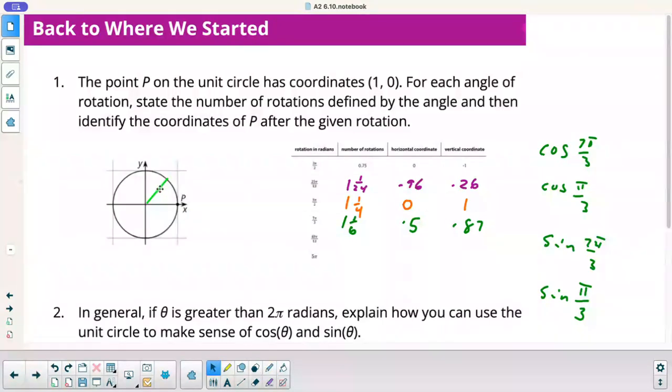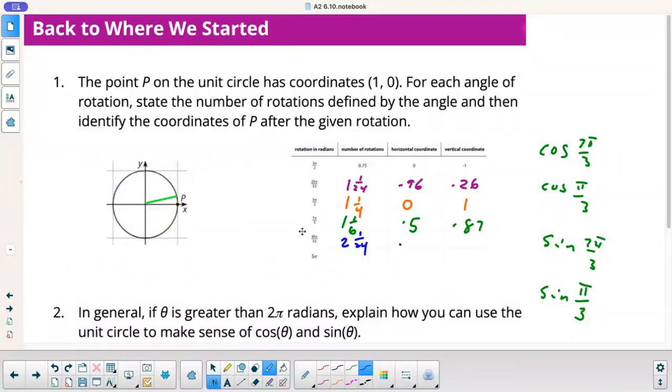All right, 49 pi over 12. Whoa. So 12 pi over 12, 24 pi over 12, 36 pi over 12, 48 pi over 12. I had to go one extra pi over 12. So it looks like I went around 2 and 1/24 of a circle. And really, I'm at the same spot that I was here.